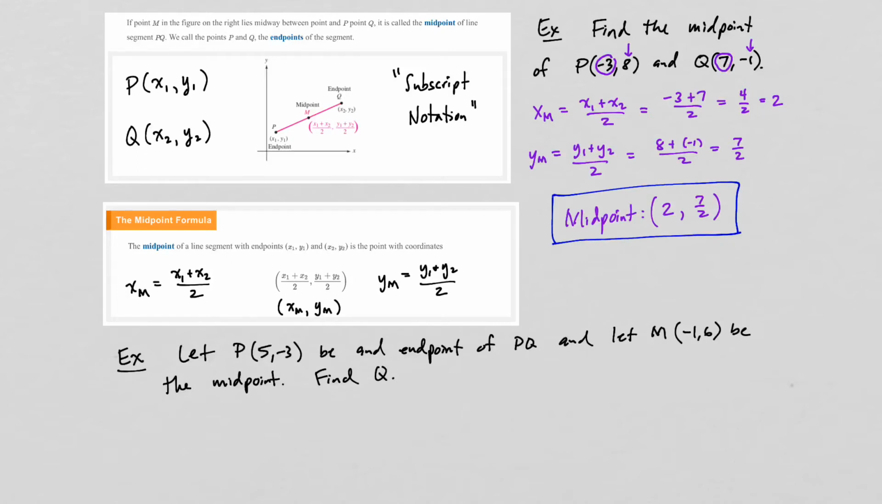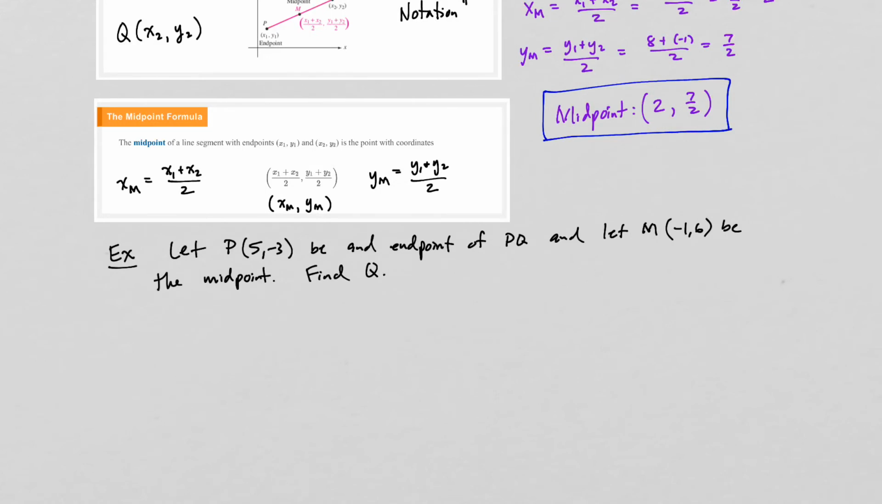Now, in a slightly different example down below here, let's suppose we know that line segment PQ has a midpoint M, and we know the coordinate of the midpoint is -1 and 6, and we know one of the endpoints is 5, -3. And now I'm asking, what are the coordinates of the other endpoint, Q?